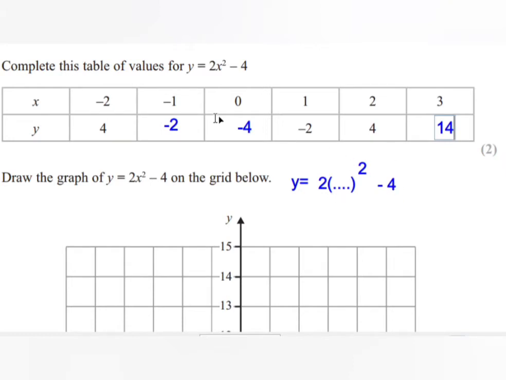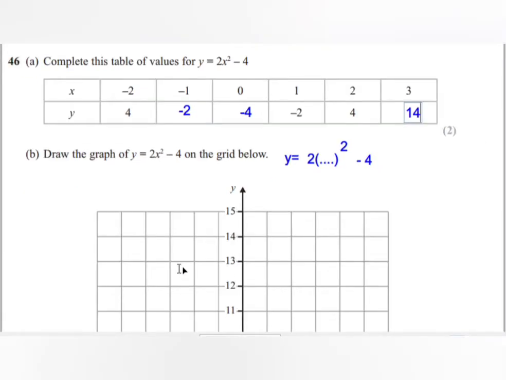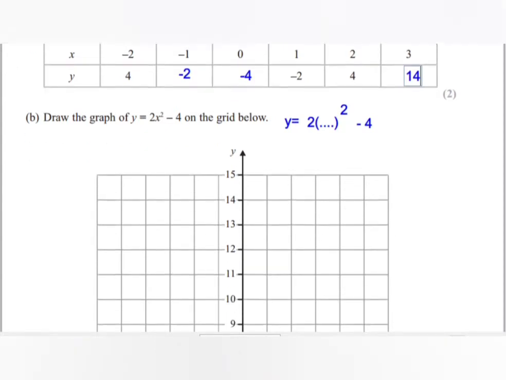Now after finding these coordinates, we're going to answer question B. Question B, draw the graph of y equals 2x squared minus 4 on the grid below. Now this is the grid here. We're going to draw the graph using these coordinates. Now, let's do them together, okay? Let's put them here. Let's start with this one.